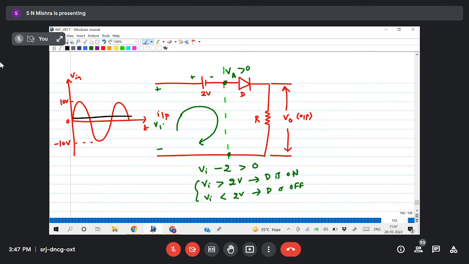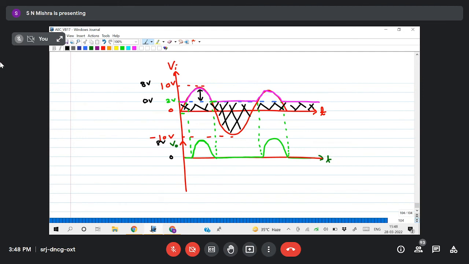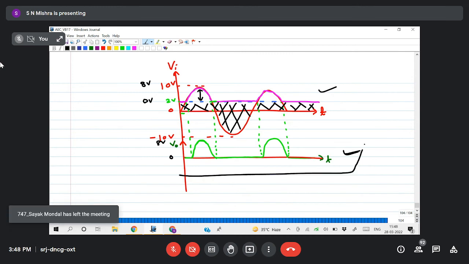So if you visualize directly from the input, then it is okay. Like this you can visualize and you can draw this waveform like this. Otherwise you can take another waveform below and draw like this. In the exam you have to draw input and output. This is my requirement. Is it clear? Yes, sir.